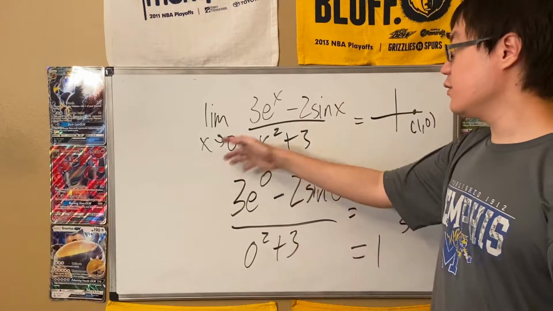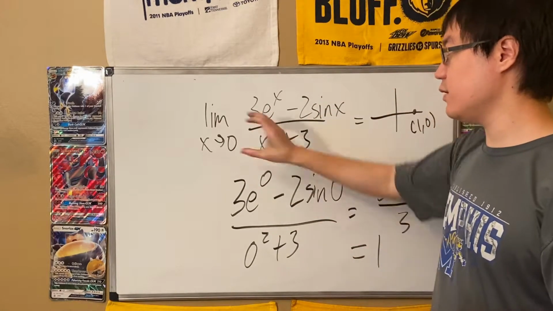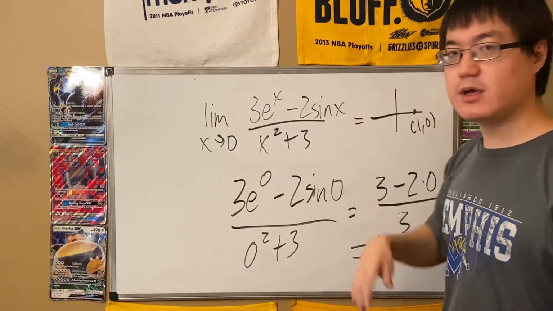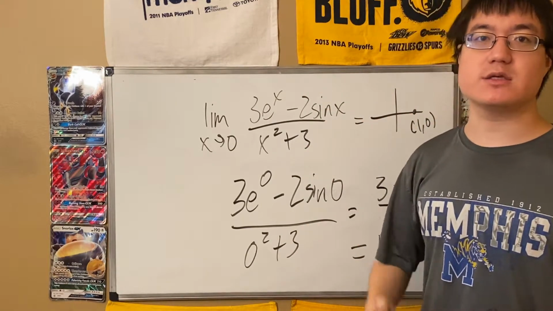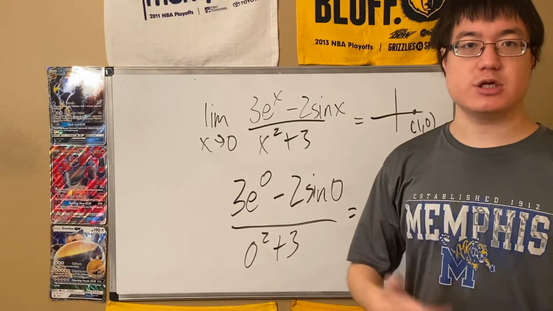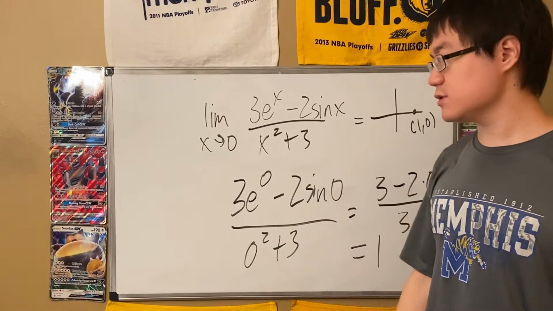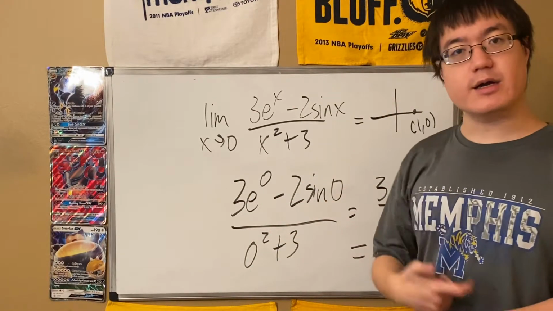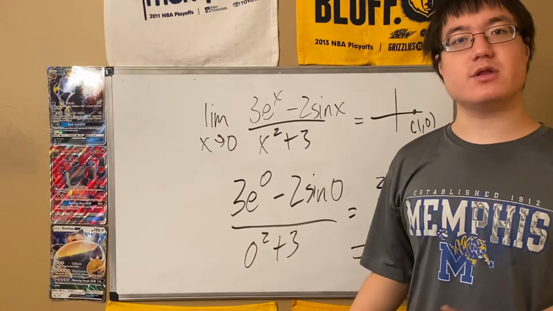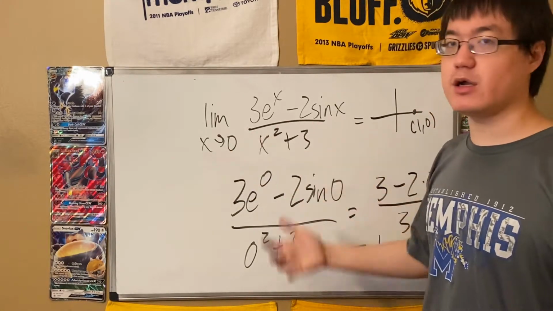Same thing here. The limit of 3e to the x minus 2 sine of x is the limit of this one minus the limit of this one, and how we're able to find these limits again is through continuity, because the limit of e to the x is just the value of e to the x at that number, because e to the x is continuous. So hopefully that makes sense. Again, continuity allows us to evaluate these limits when you have continuous functions just by plugging in the number.